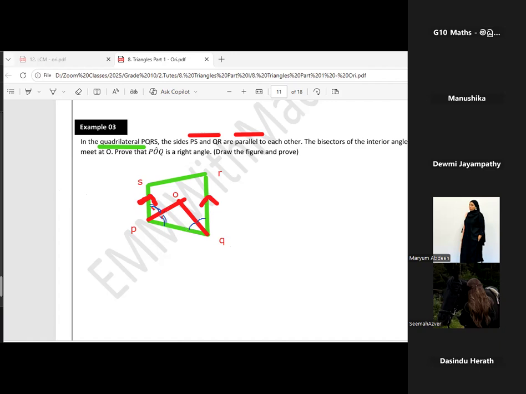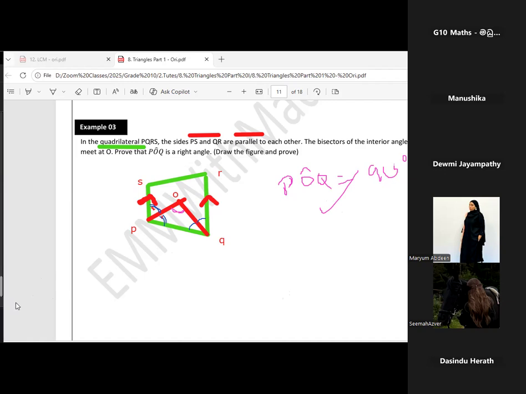So in order to prove this POQ, the minimum is a right angle. Right? POQ, you need to prove it's a right angle. Right? What you need to do? So that is the question. If some of you have done. Right, Nilan has done so good. Right. I hope you have done.